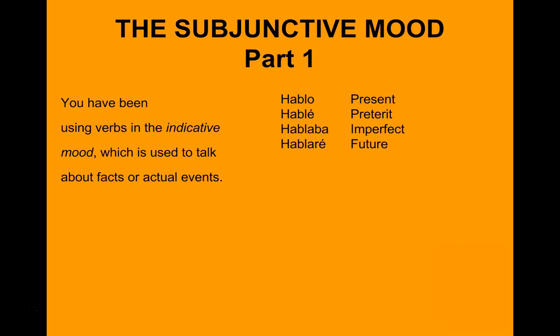So far in your Spanish studies, you've been using verbs in the indicative mood. The indicative mood is used to talk about things that actually happened, are happening, or will happen. Examples of the indicative mood are the present tense, the preterite, the imperfect, and the future.